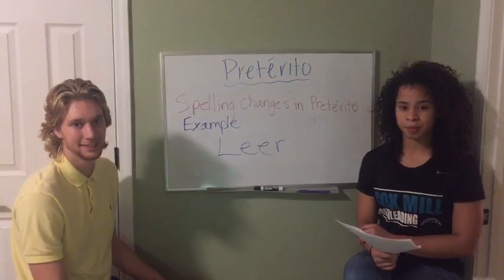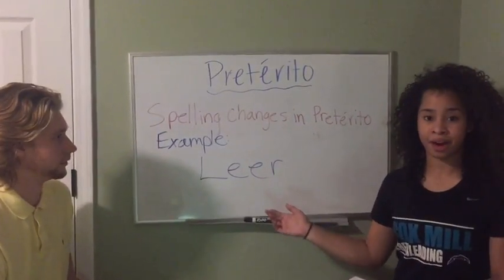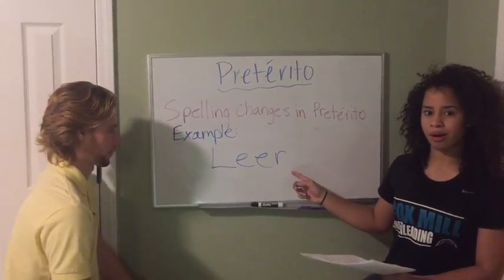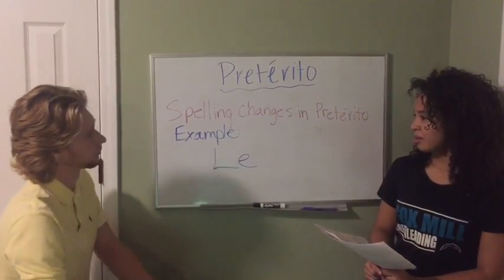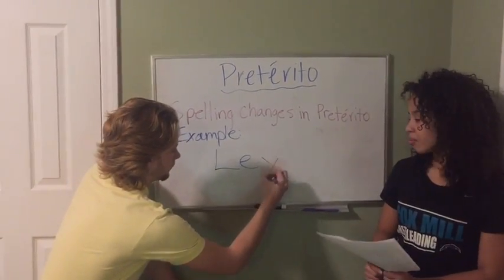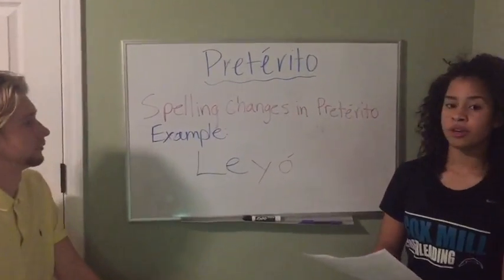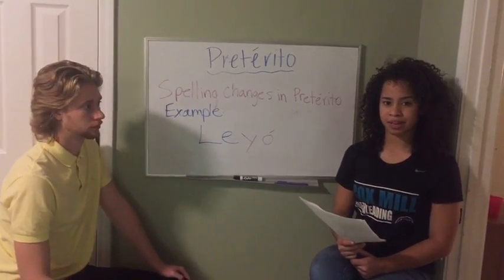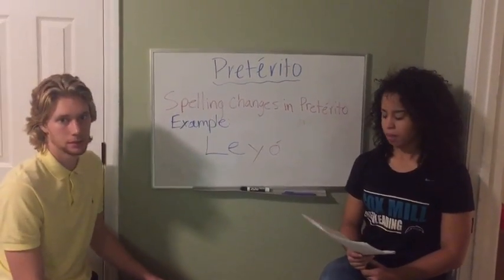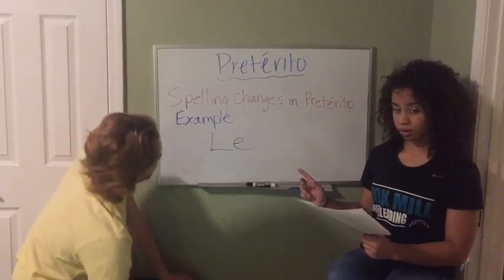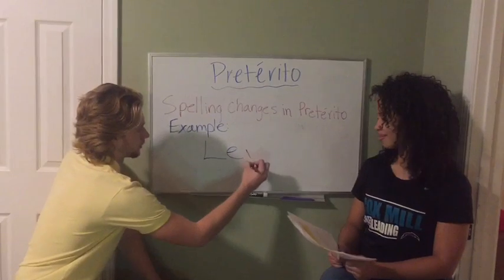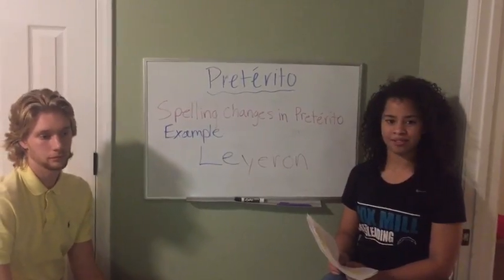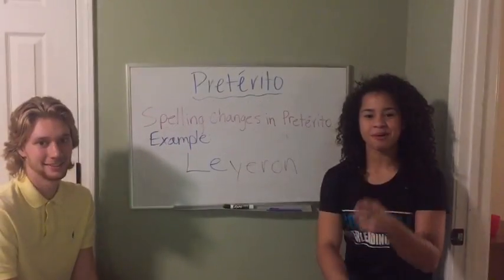An example of this type of spelling change would be with leer. Leer means to read. You first drop the ER. You then add YÓ. Your verb now means he or she read. In order to make it a third person plural change, you drop the ER and add YERON. You now have they read. Now you know Pretérito.